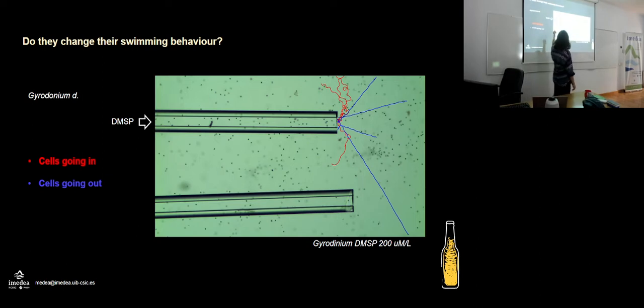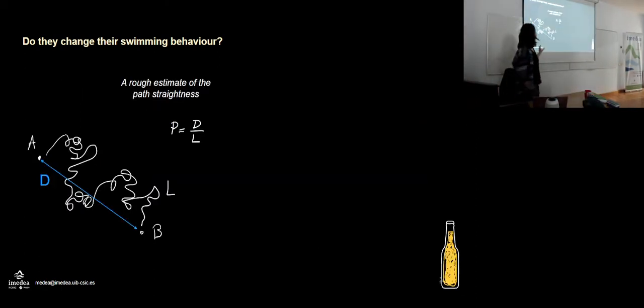So we see gyrodinium doesn't consume the compound, so maybe it gets there, understands after some time that there's a capillary, okay, there's nothing here, let's go away as fast as we can. The shape of the trajectory might tell us something about the step of the foraging process in which the organism is. And so we want to try to get a very rough estimate of the straightness of the trajectory. This is just the first thing that we tried, which is very simple.